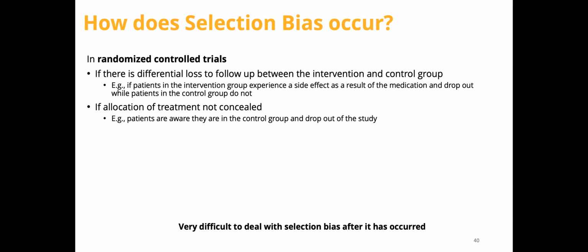And we really need to think about which patients we have lost to follow-up during the course of the study, and whether these patients have different characteristics compared to those patients who have remained in the study. So that is a quick overview of selection bias.